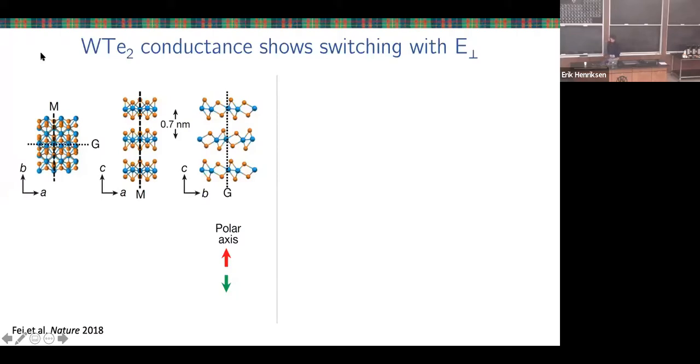Okay, before going into our results, I wanted to describe the experiment that sort of kicked this all off in 2018. It's not to say it's a very large field. There's really only been two or three experiments on this material. But this comes from David Cobden's group at the University of Washington.